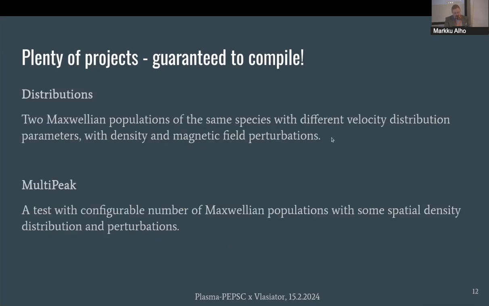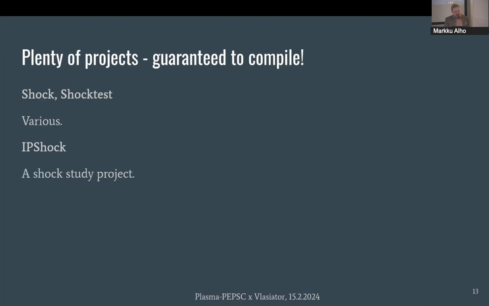And then there are examples which have multiple Maxwellian distributions in velocity space with some perturbations. These might be interesting for some basic plasma physics, and various different shock setups, which I don't actually know that much about, and there's scarce documentation on these. I believe Markus has been using this IP shock at some point, so we can probably have a breakout room on these if wished. I can chime in if you want.